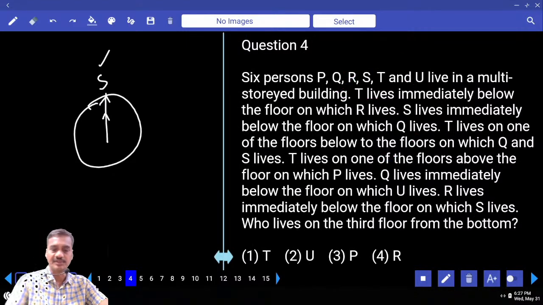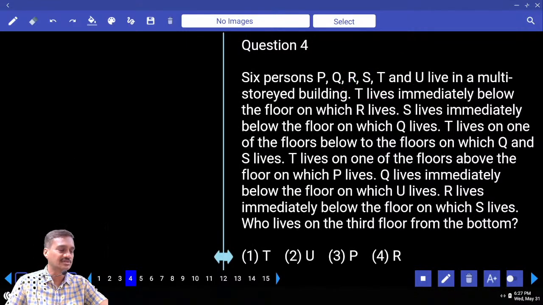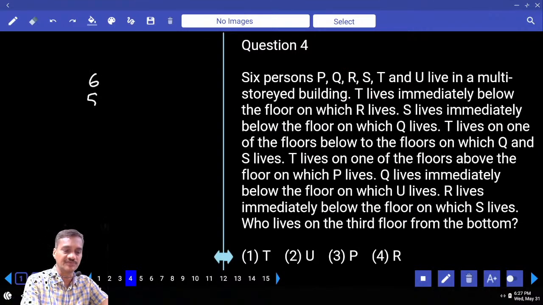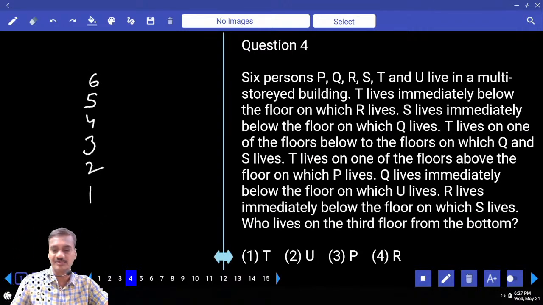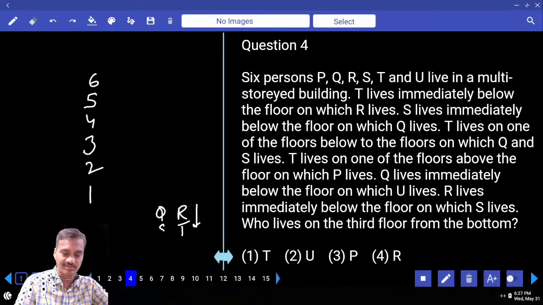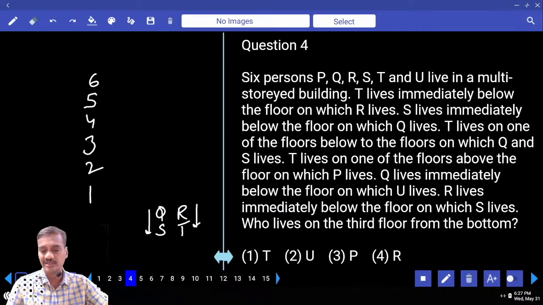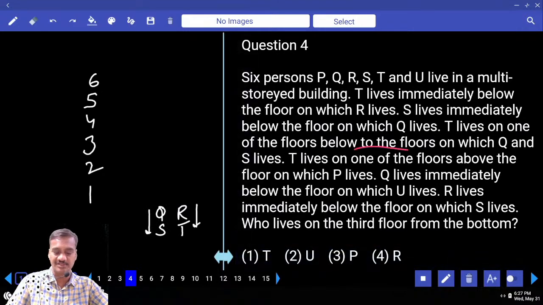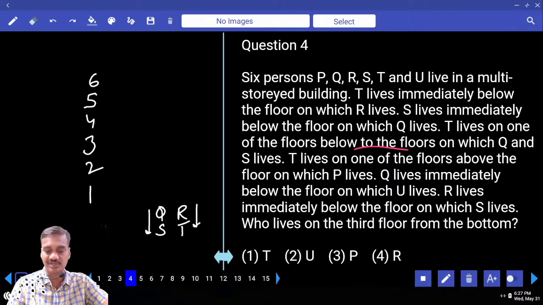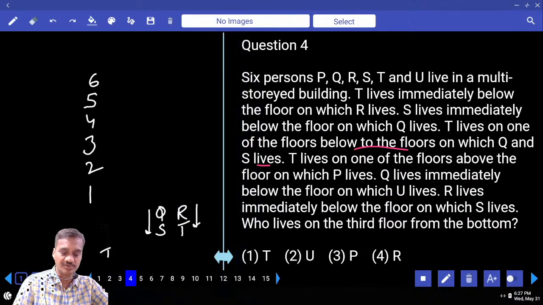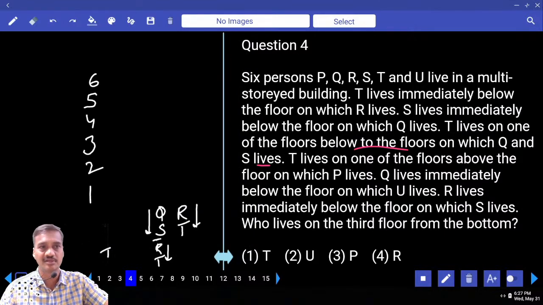Then the fourth one. There are 6 persons who live on different floors, 6, 5, 4, 3, 2 and 1. First, T lives immediately below the floor on which R lives. S lives immediately below Q. And T lives on one of the floors below Q and S. Now T is below both these two, Q and S. In between these two, there may or may not be anything.